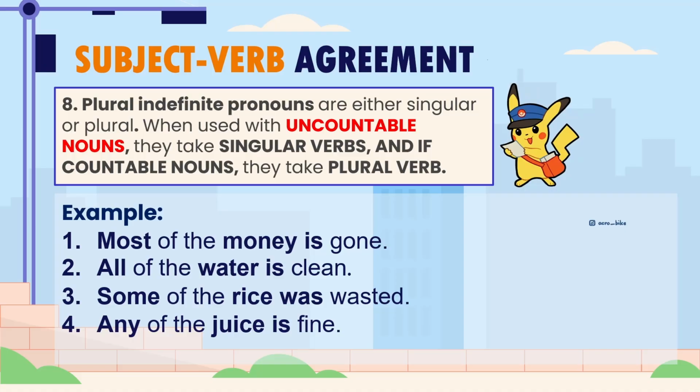For example, most of the money is gone. Money is an uncountable noun. It is broad. Hindi siya certain na coin ba siya, yung paper bill ba siya para mabilang. That's why it is uncountable, and we take singular verb is. Next, all of the water is clean. Ang water ba, mabibilang ba natin siya? No. That's why we take a singular verb is. Some of the rice was wasted. Rice is uncountable, that's why we take was. And any of the juice is fine.